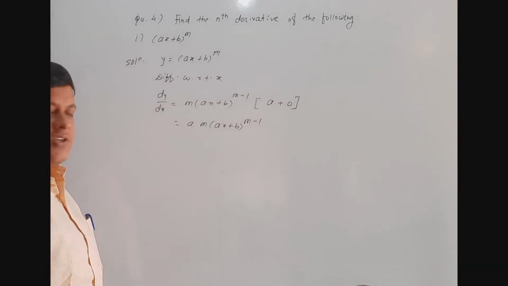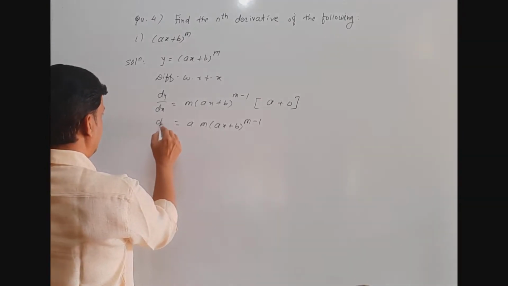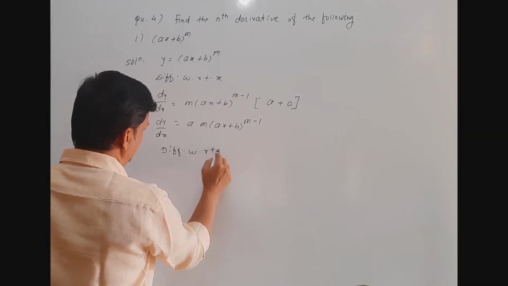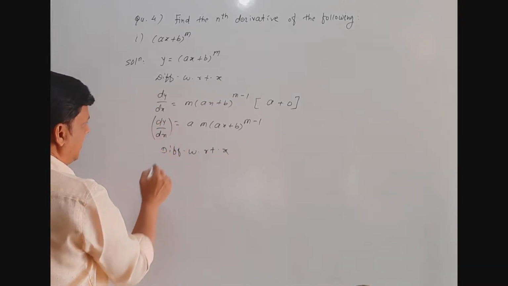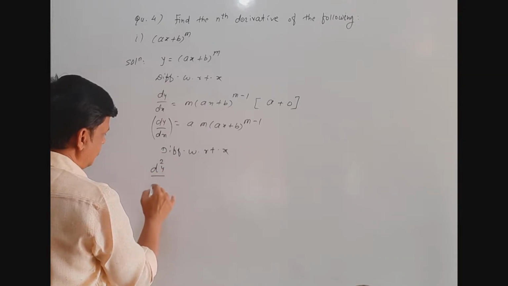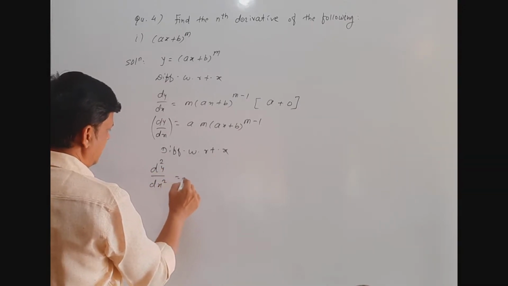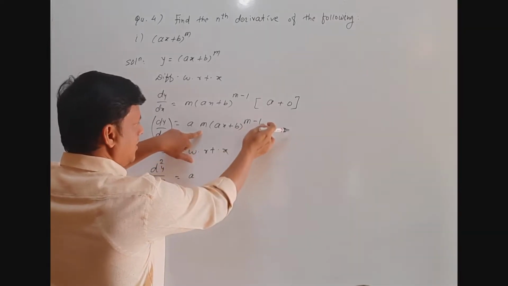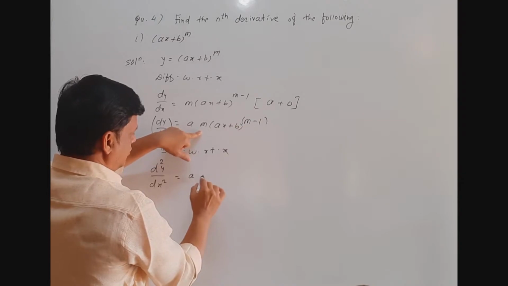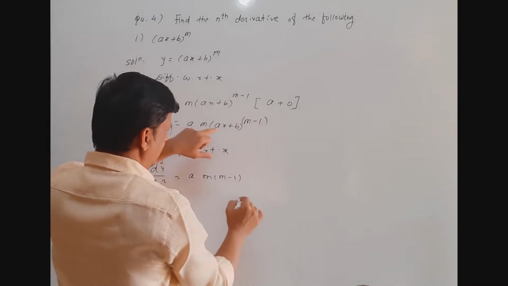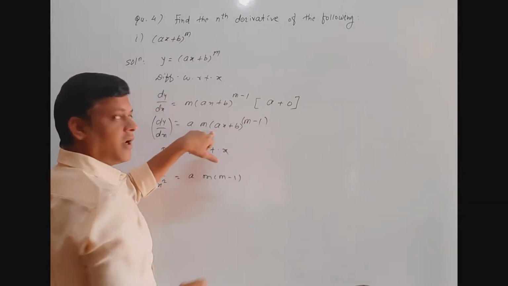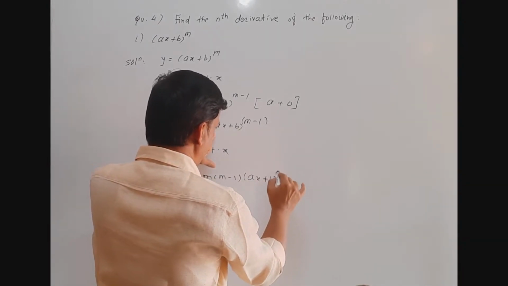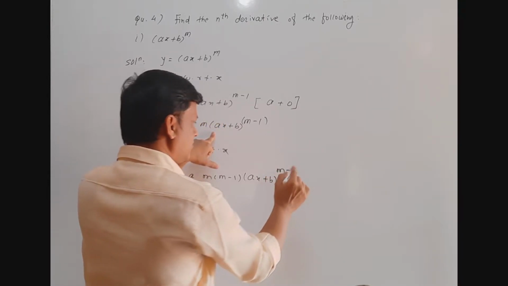Now we again differentiate this with respect to x, then we get a second order derivative. So derivative of dy by dx, we write d2y by dx2. So here a as it is. Here we write this power in multiplication. So m into m minus 1. Here its power again reduces by 1. So we write here (ax + b) raised to the power m minus 1 minus 1, that is m minus 2.